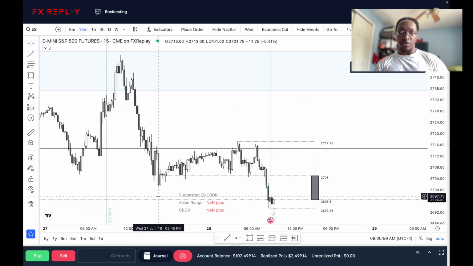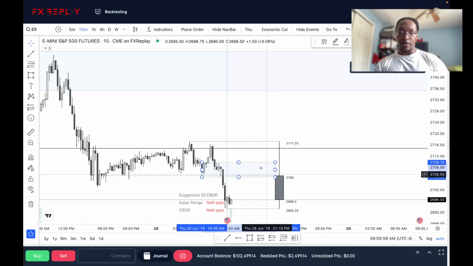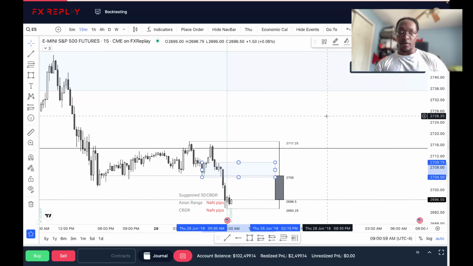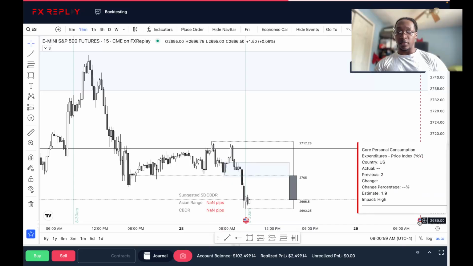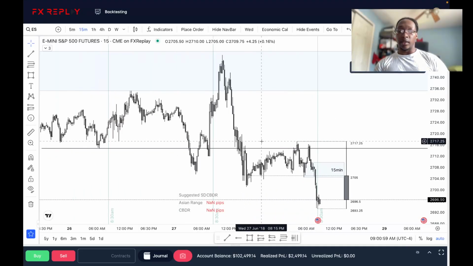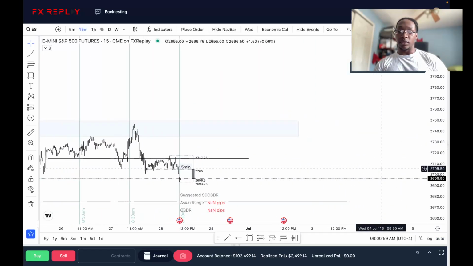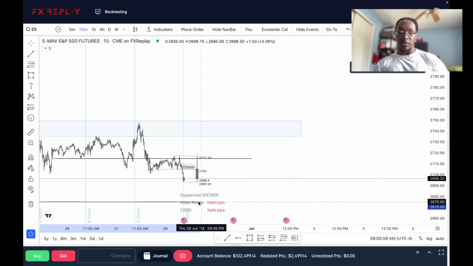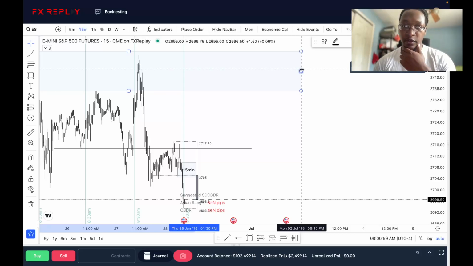So, with this being PM session's low, running this out, I would like to see price come up into this mitigation block on a 15 minute right around that daily open and then push price lower. We do have news on Friday, so it can happen there as well, but I would like to see price trade lower for sell side liquidity on the daily. So this is my target over here. This is my daily fair value gap.